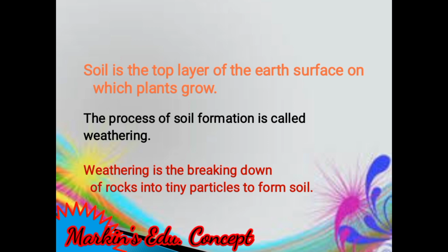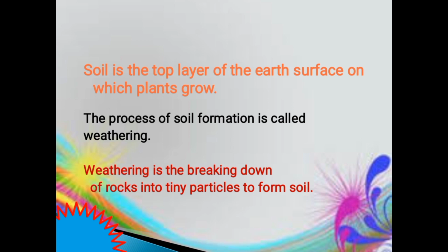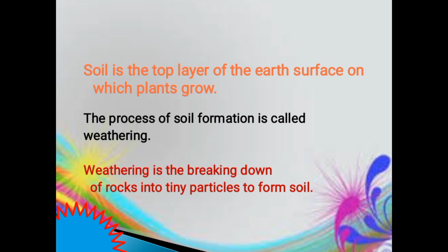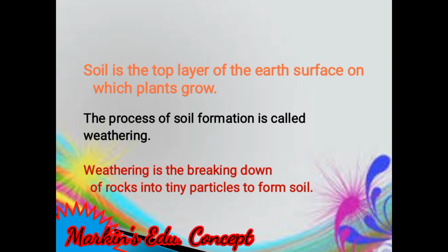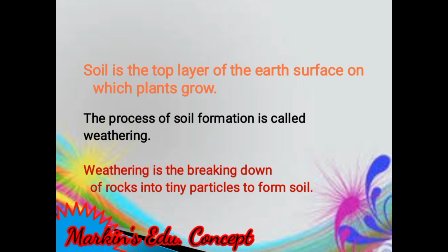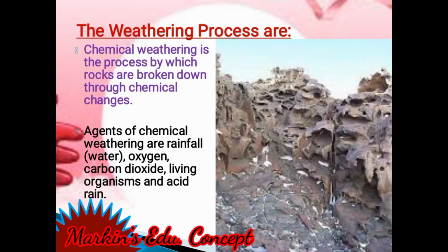If you noted on the first picture I showed you, asking you to explain what happened to the rocks, you would notice that the rocks were in bulk, and the second picture displayed showing us that the rocks are being broken down. Now the process of breaking those rocks into tiny particles to form soil is called weathering. Now weathering has three processes.